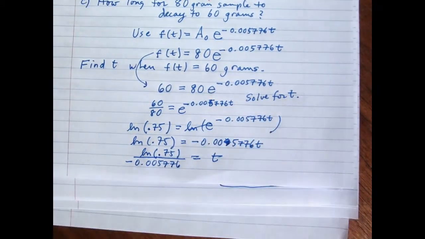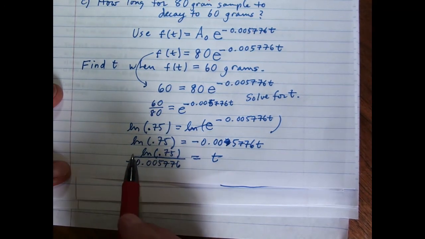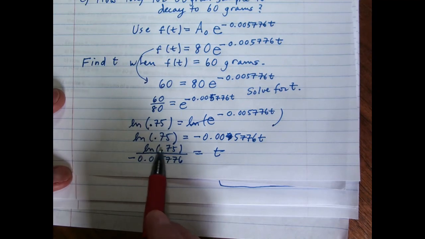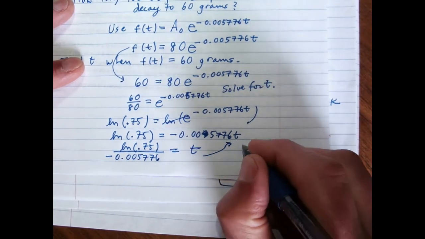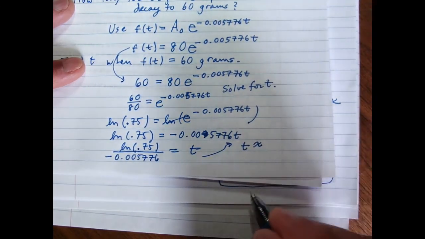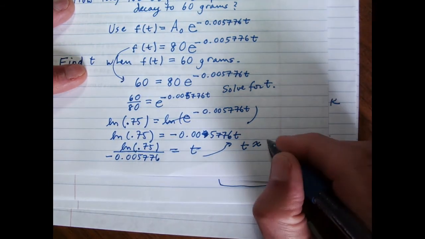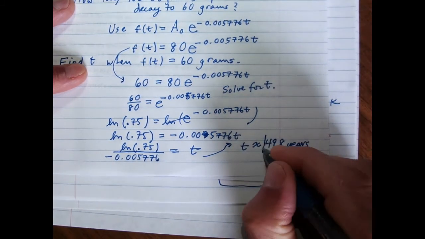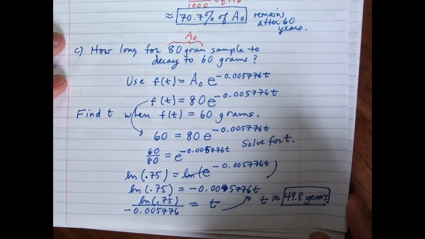And again, it's maybe just worth noting that even though we're dividing by a negative, the final result here is going to turn out to be positive, because ln of 0.75, the numerator, is a negative number. We got a negative divided by a negative. We get a positive. And I'm just going to write it here. T is about, I already put this into my calculator, 49.8 years. That's our answer for part C of that problem.